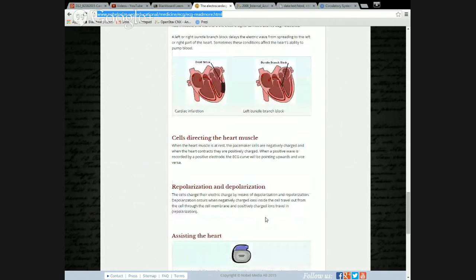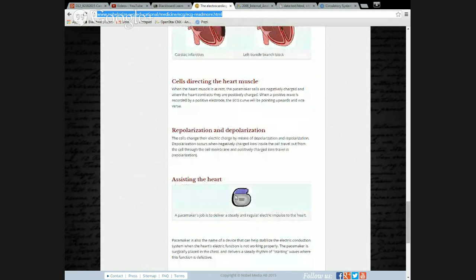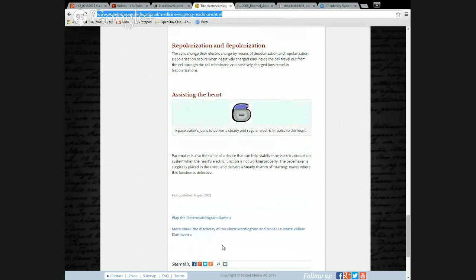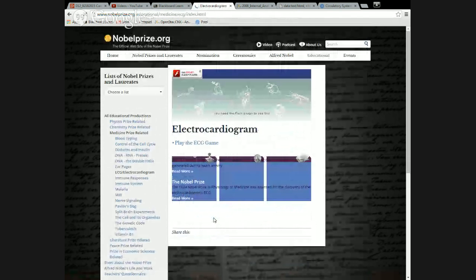The rest of what it goes on here is just talking about action potentials and that sort of thing. It ends with mentioning pacemakers, which are ways to correct some of these cardiac conduction pathways. There's a game for this too, and let's hope it works.